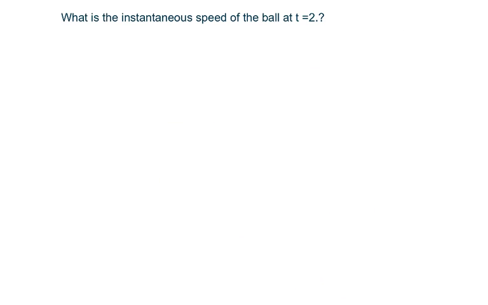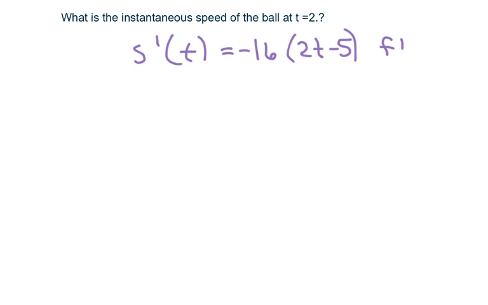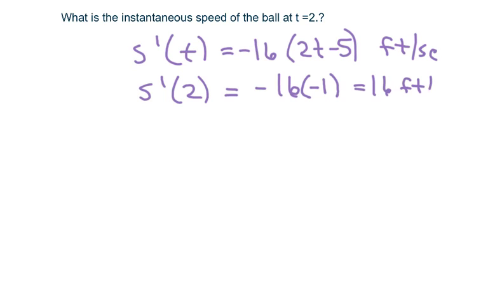All right, now we want the instantaneous speed of the ball at time 2. So basically, I'm going to write what I had on the previous page, where we found the instantaneous speed of the ball at time t. And for the derivative of the speed at time 2, I'm going to plug it in. We get negative 16 times negative 1, and this equals 16 feet per second.